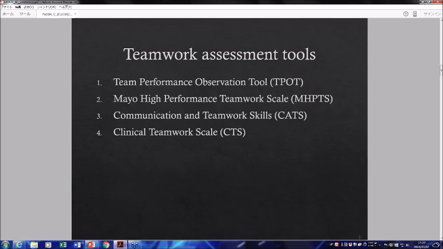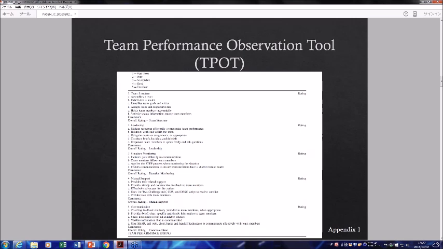And I would like to introduce what kind of team assessment tools are working so far. This journal introduced four, and I would like to introduce a little bit of detail about each of them. Number 1, the Team Performance Observation Tool, which consists of 25 items. And actually, they have 5 subscales: team structure, leadership, situation monitoring, mutual support, and communication.